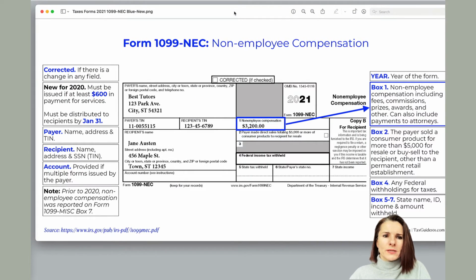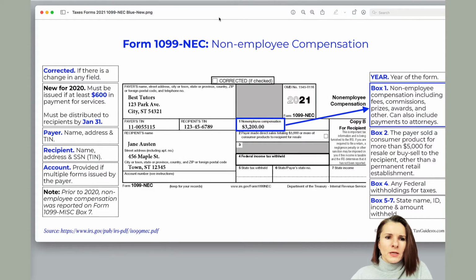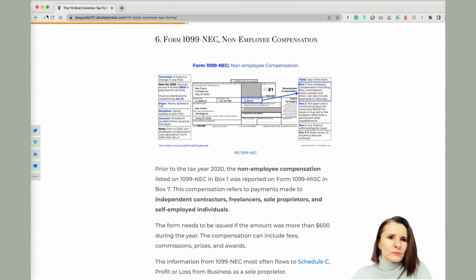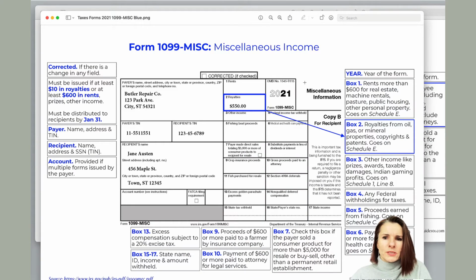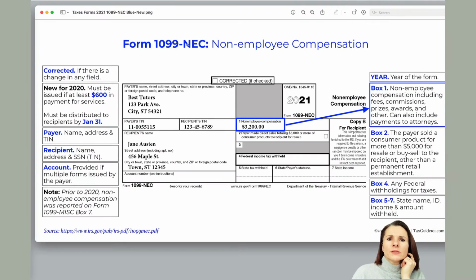So this is a box by box instruction that I have put together for many forms, and we will just go quickly over that. Right here, this is the 1099 miscellaneous. Many people are familiar with that, and in the past the non-employee compensation would be reported in box 7, but now it has been replaced with something else. So this is the new form.